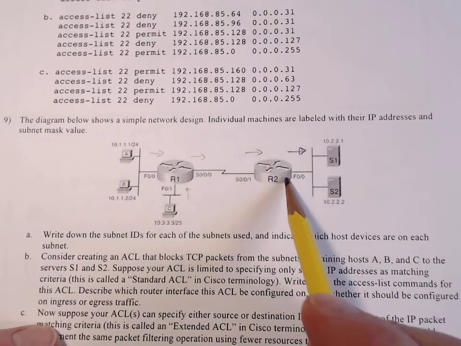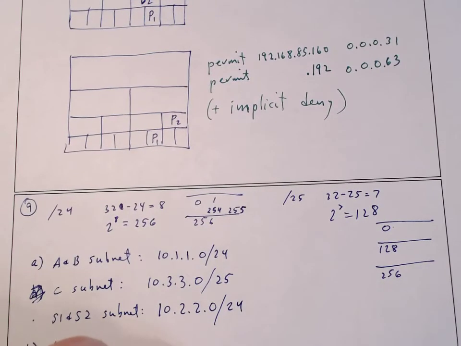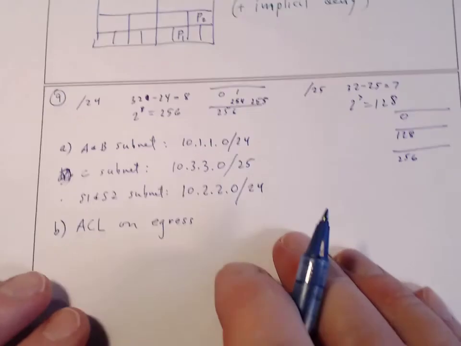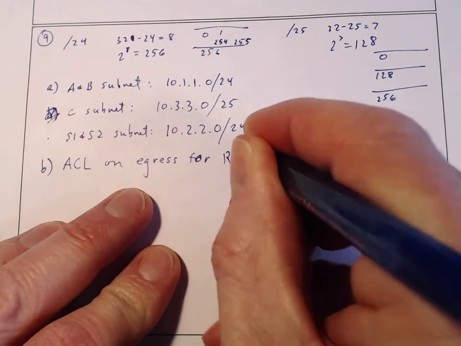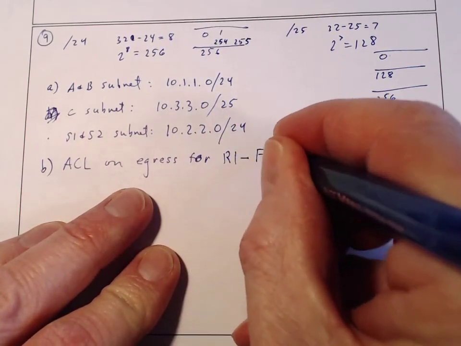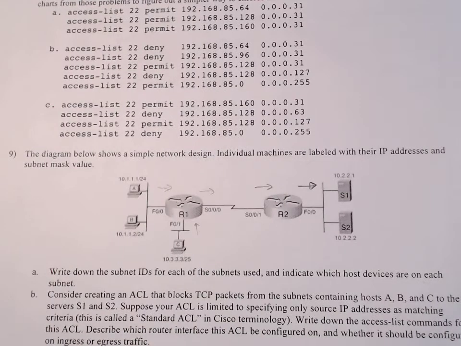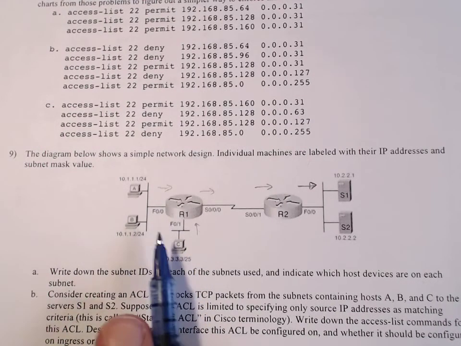Finally, we're going to put our access control list on egress. That is the outward facing interface for router 1 fast 0/0. And we can do it two ways. We can make one line for each of these. I think that's the way to go.